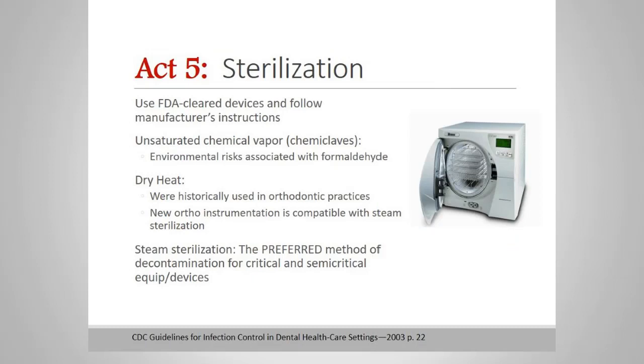Now we are on to sterilization itself. Use FDA-cleared devices and follow the manufacturer's instructions. You may use chemical vapor and a chemclave, dry heat, steam sterilization, but know that steam sterilization is the preferred method of decontamination for critical and semi-critical equipment and devices. Chemical vapor and dry heat are rarely used anymore. There's a little bit of history on why dry heat was used in orthodontic practices, but know that the new ortho instrumentation is compatible with steam sterilization, so most dental practitioners use steam sterilization at this point.